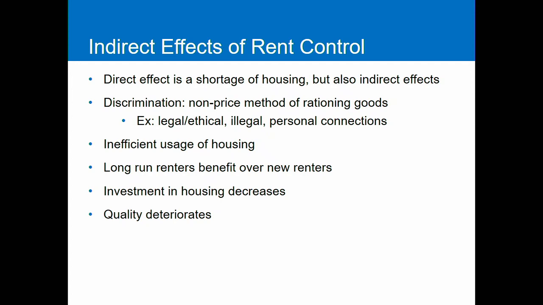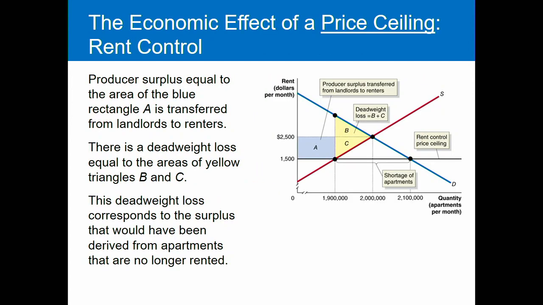Also, investment in housing decreases. So the marginal cost of the last unit being rented in equilibrium is $2,500. And rent control is $1,500 when that's the level of rent control that's enacted.